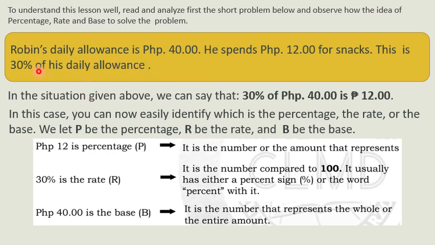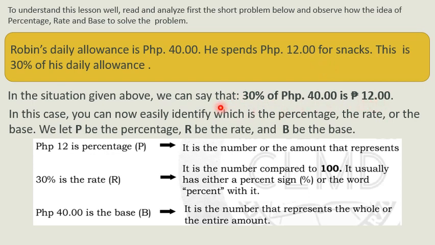So, dito po yung problem natin. Robin's daily allowance is 40 pesos. He spends 12 pesos for his snacks. This is 30% of his daily allowance. So, sa situation na to, masasabi natin na 30% daw ng 40 pesos na allowance ni Robin ay yung 12 pesos. Kasi yung 12 pesos, ito daw yung 30% ng daily allowance. So, 30% of 40 pesos is 12 pesos.